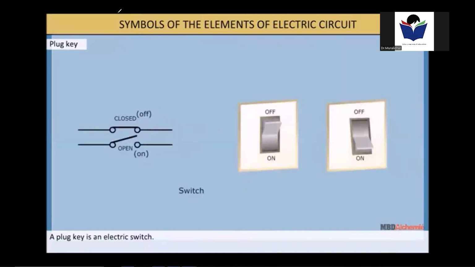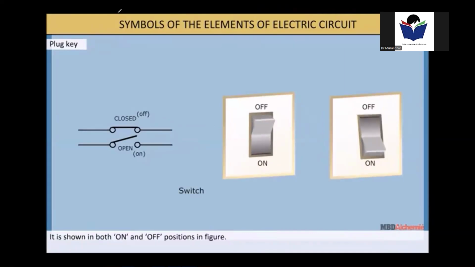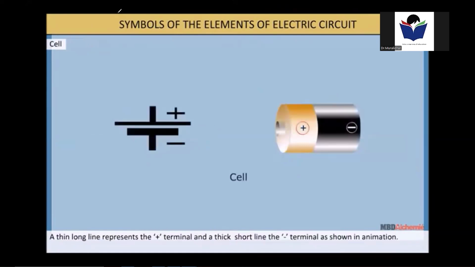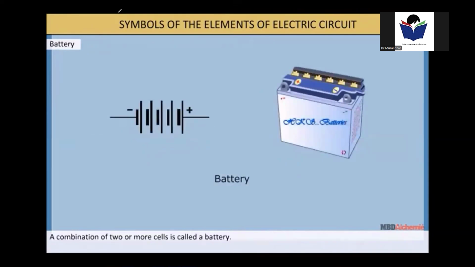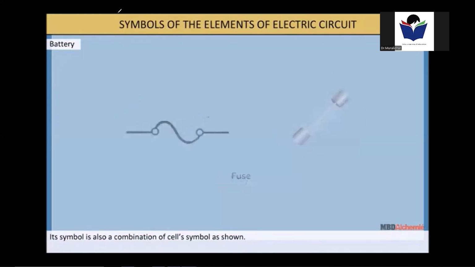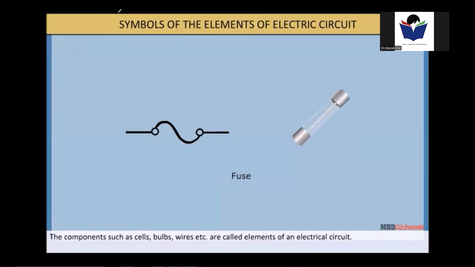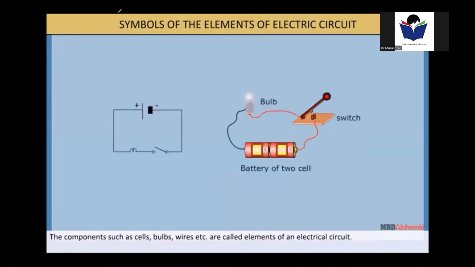Plug key. A plug key is an electric switch. It is shown in both on and off positions in the figure. Cell. A thin long line represents the plus terminal and a thick short line the negative terminal as shown. Battery. A combination of two or more cells is called a battery. Its symbol is also a combination of the cell symbol as shown. These are the sources. Fuse. It is a safety device in electric circuits. The components such as cells, bulbs, wires, etc. are called elements of an electrical circuit.